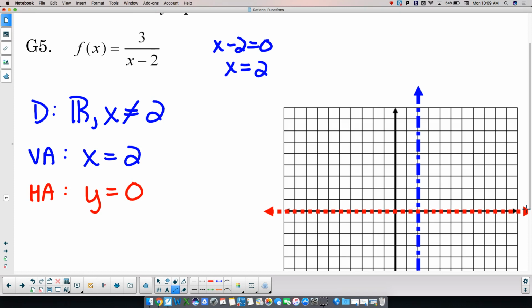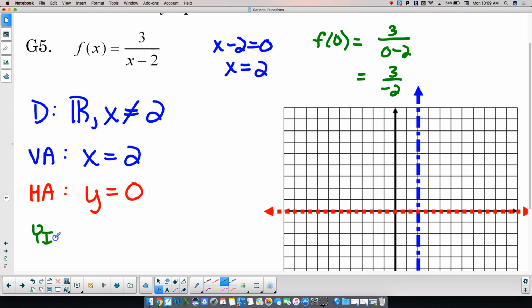Okay. How do I find the y-intercept? Plug 0 into my function for x. So basically I find f of 0, which in this case is going to be 3 over 0 minus 2. That's going to be 3 over negative 2. So my y-intercept is going to be the point 0, comma, negative 3/2.